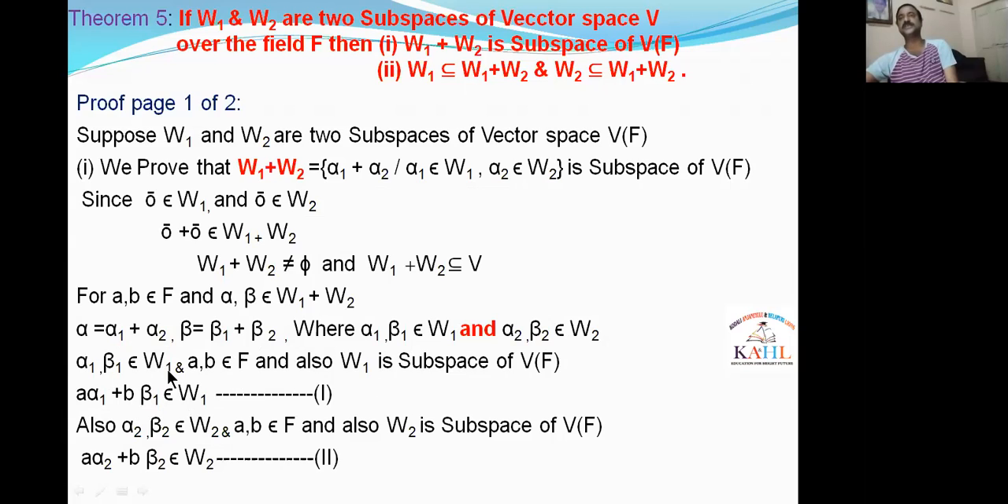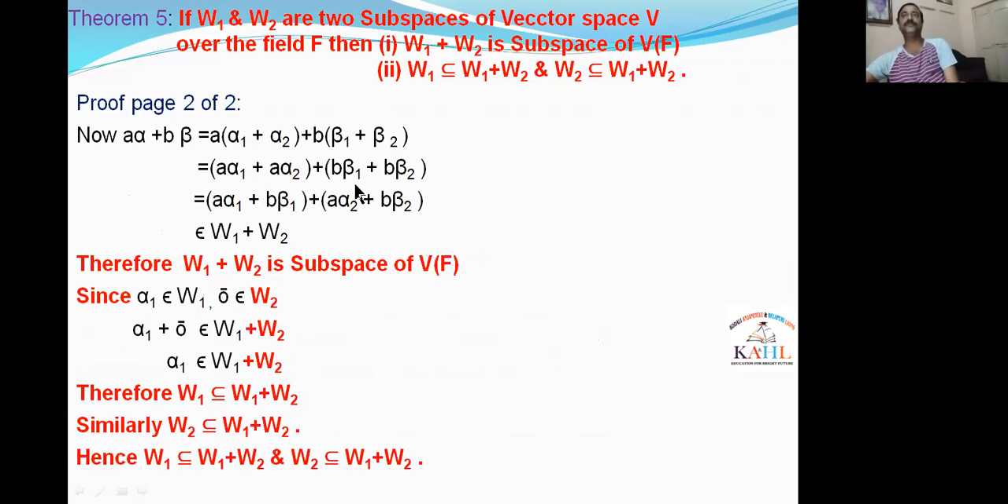Because W1 is a subspace, and alpha 1, beta 1 belong to W1 and a, b are scalars in F, that means a alpha 1 plus b beta 1 belongs to W1. Let it be 1. And also alpha 2, beta 2 belong to W2 and a, b are in F, and W2 is a subspace of V. That means again by theorem 1, a alpha 2 plus b beta 2 belongs to W2. Let it be 2. From 1 and 2, we observe that a alpha 1 plus b beta 1 belongs to W1, and a alpha 2 plus b beta 2 belongs to W2. We can note it and go to the next step.